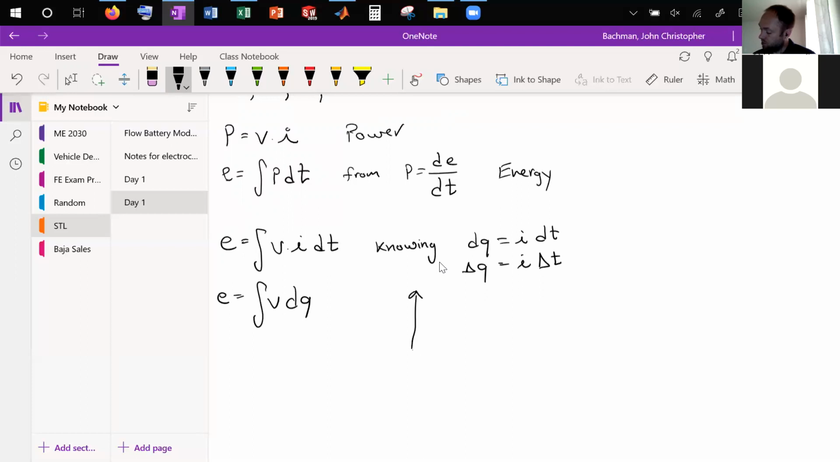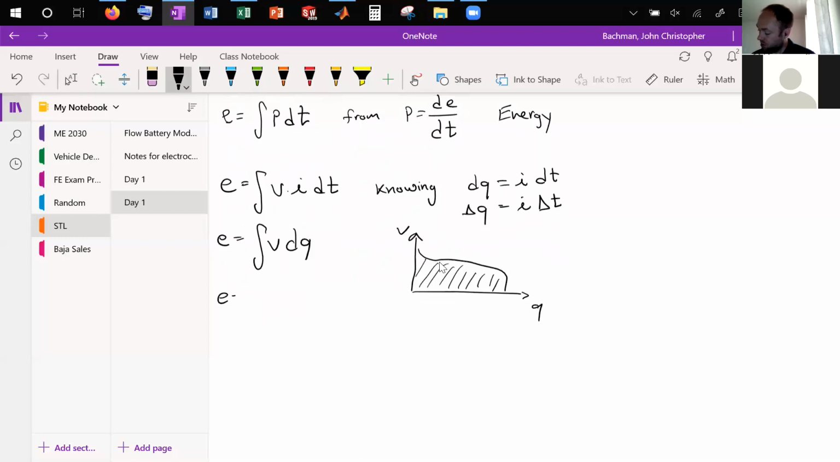So if you had some plot of voltage versus charge that looked like this, right, you get the energy by integrating this curve. If you had the average voltage in this case on this plot, then you could also pull this out, and so E could also be equal to V average times Q total, right? Where in this case, this would be V average, and this point here would be Q total, right? So you could also lump that into a rectangle.